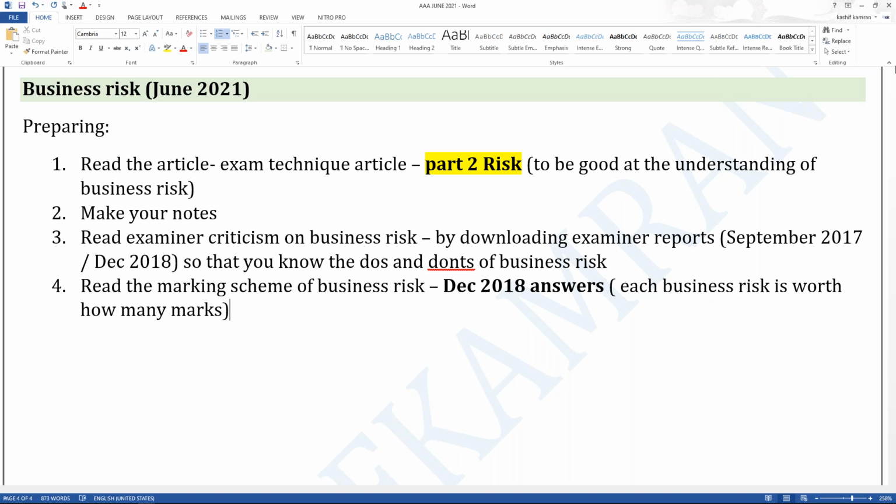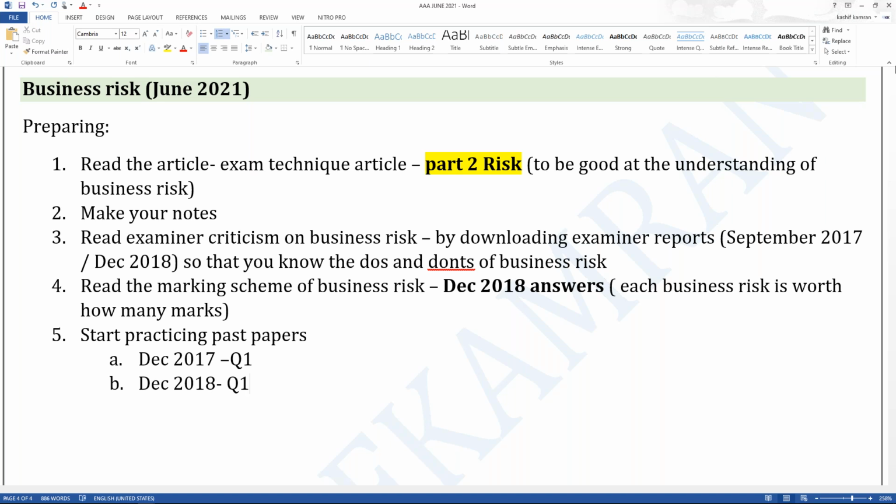Now, see, you read the article, you have the knowledge, you made the notes. You read the criticism, you know the do's and don'ts. You read the marking scheme, you know how many business risks to write in an exam paper. Now, are you ideally prepared to start practice? Start practicing the past papers. Which past papers? Number one, December 2017, question number one. Then December 2018, question number two, because these are the most recent ones. You don't have any further business risk question after this. It came in the exam paper, but it's not published.